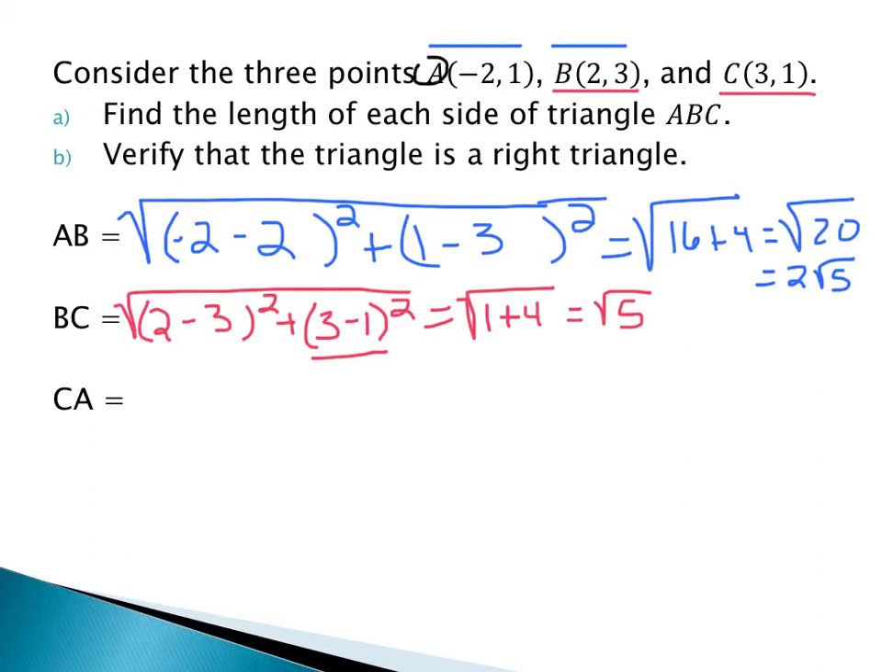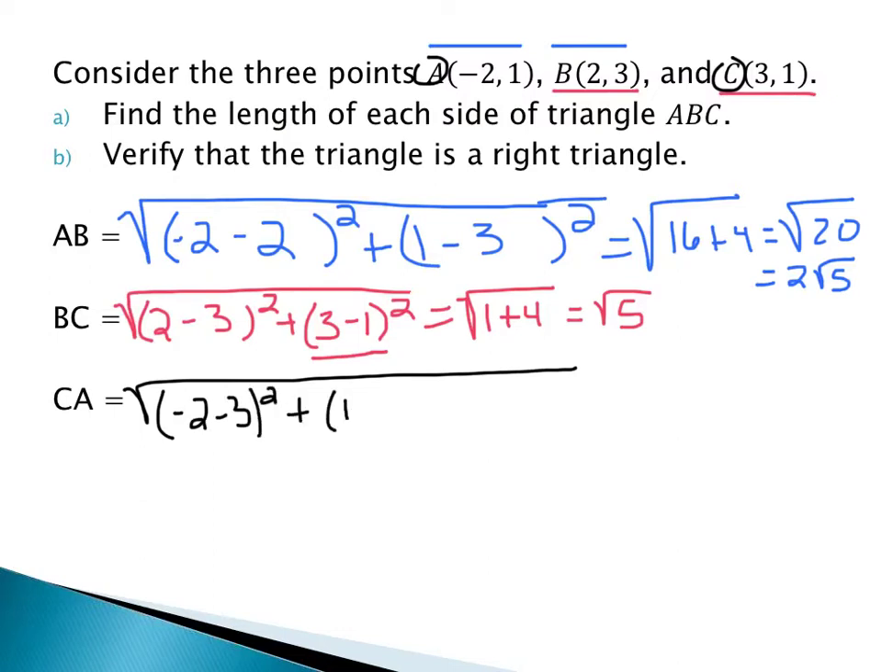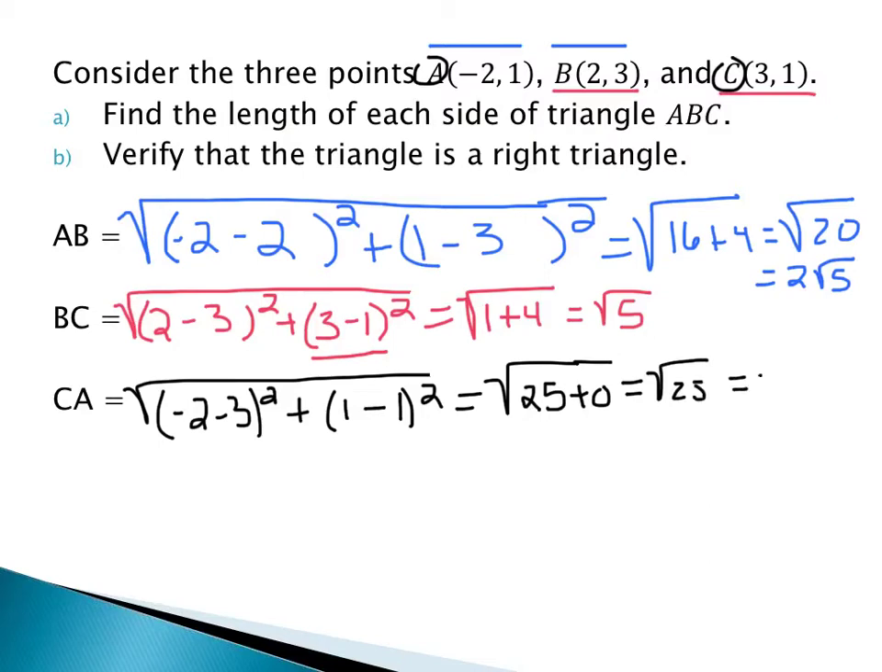So we're going to take point A and point C, and the square root of, take the x values, -2 minus 3, square that, plus the y values, 1 minus 1, squared. And when we do that, we get the square root of -2 minus 3 is -5. -5 squared is 25. 1 minus 1 is 0. 0 squared is 0. So we get the square root of 25, which is 5.